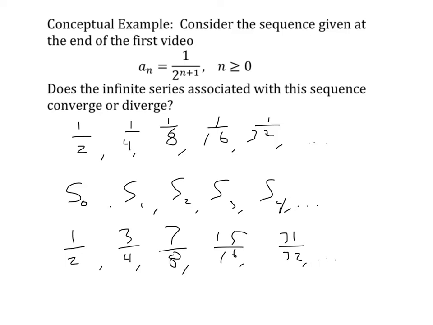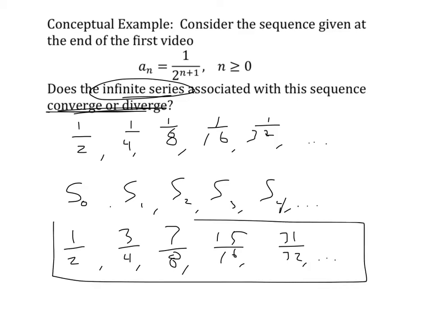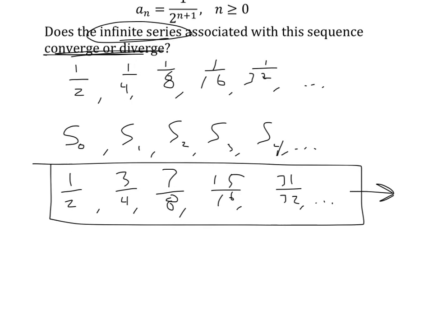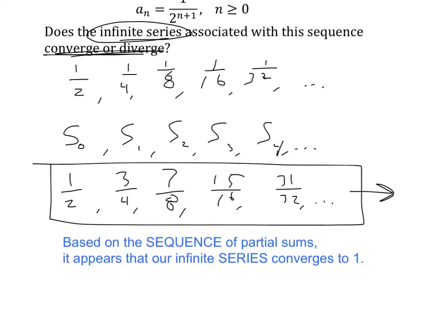And the question is, does the infinite series converge or diverge? What we can do is look at the sequence of partial sums and determine whether that thing converges or diverges. Based on what I'm seeing here, it looks like our series converges to 1. Like I've said a couple times, the next 9 lessons or so are going to be about us finding ways to prove that a series converges. But when we say that a series converges, it means that the sequence of partial sums is converging.